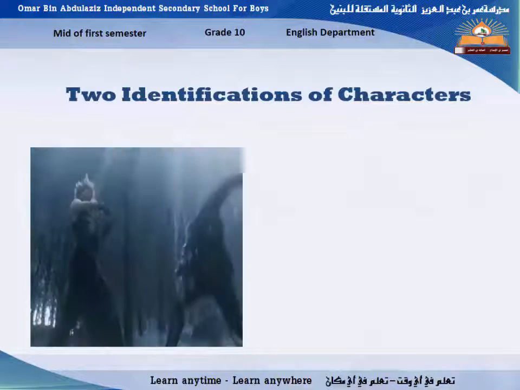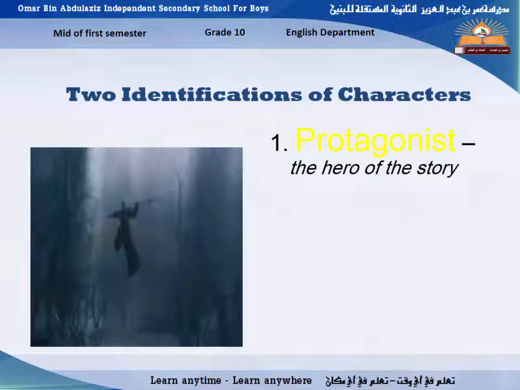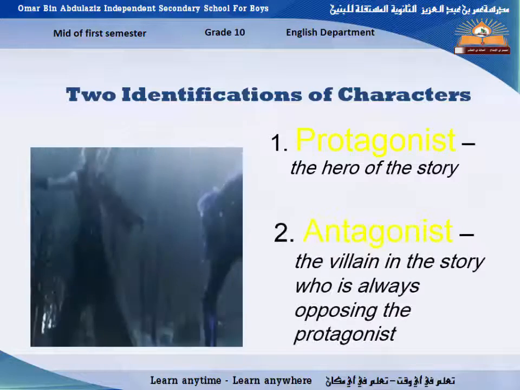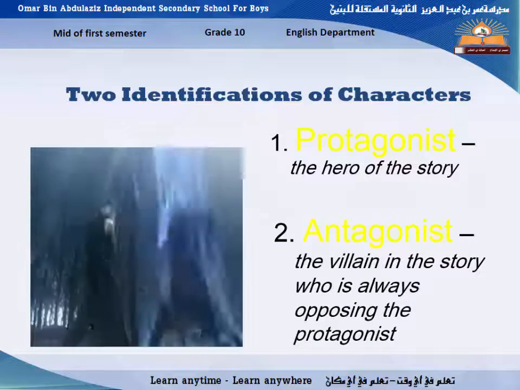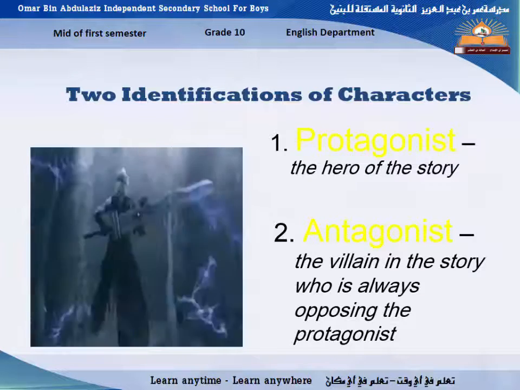There are two identifications of characters. The first one is the protagonist, who is the hero of the story, and the antagonist is the villain in the story, who is always opposing the protagonist.